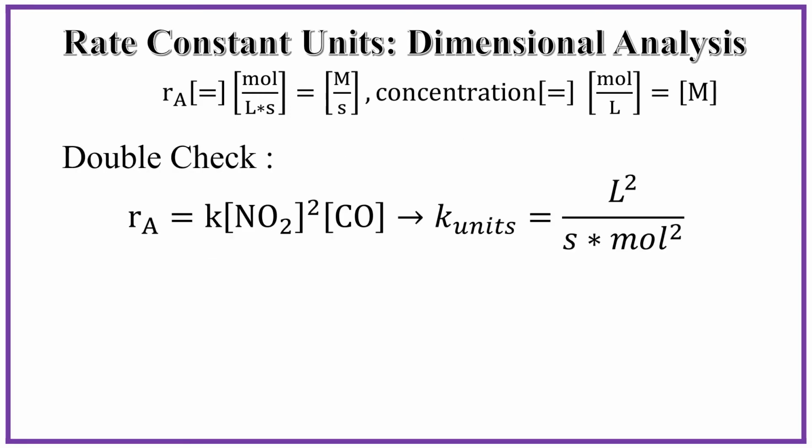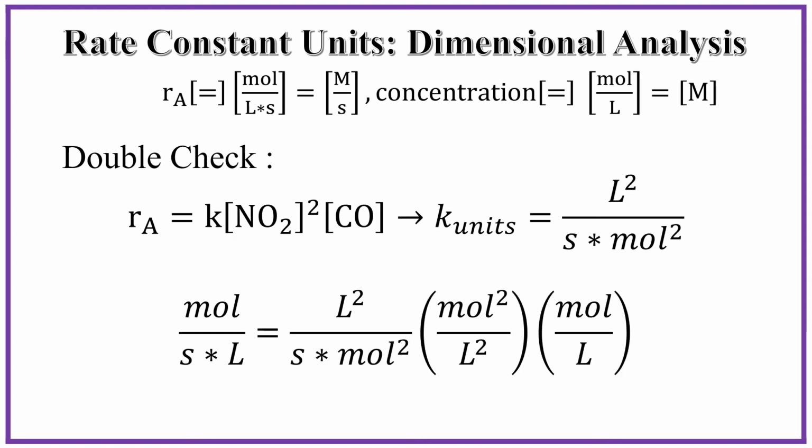Dimensional analysis can be pretty confusing the first few times you do it, so it's a good idea to double check your work. We will plug in the units for concentration, reaction rate, and the units we solved for the rate constant into the rate equation. As you can see, we have moles per liter seconds is equal to liters squared per seconds times moles squared times moles per liter cubed.